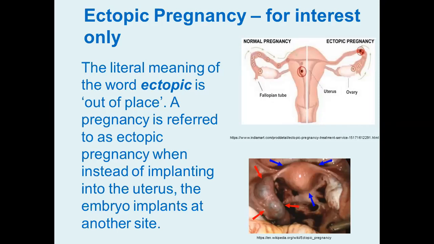One of the things I need to mention is something called an ectopic pregnancy, which is for interest only, but it is quite important that you have an idea of this. Sometimes an ectopic pregnancy can occur, and there are a number of different places it can occur. It's a pregnancy where implantation, instead of occurring in the uterus, has occurred at some other site. It can happen on the outside of the ovary. It can happen on any other organ within the abdominal cavity, where the zygote has fallen back out and implantation has occurred there.